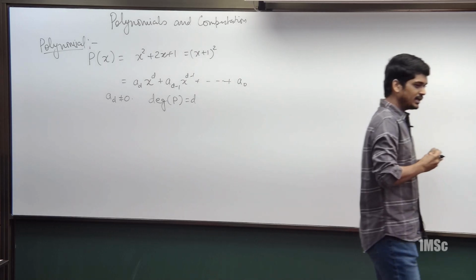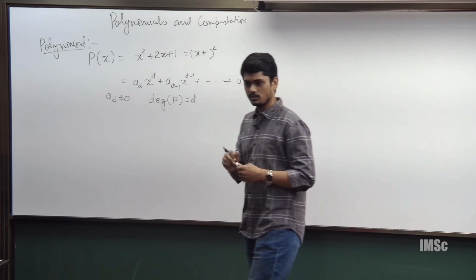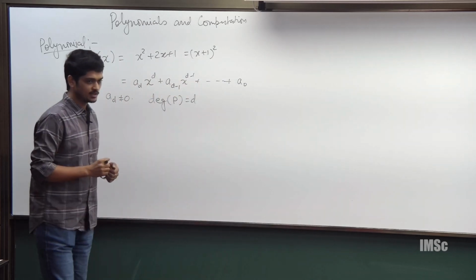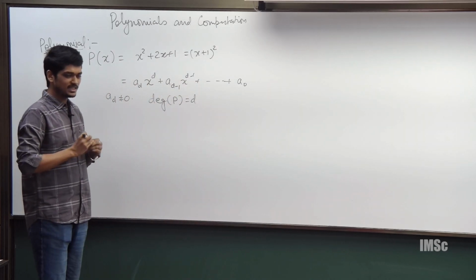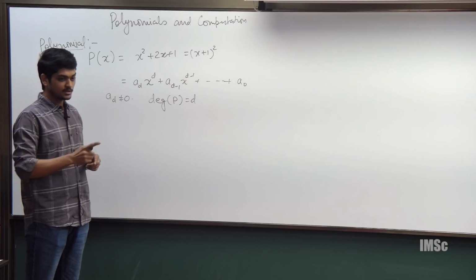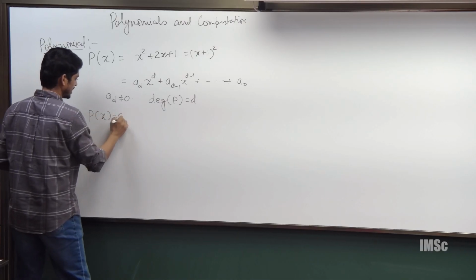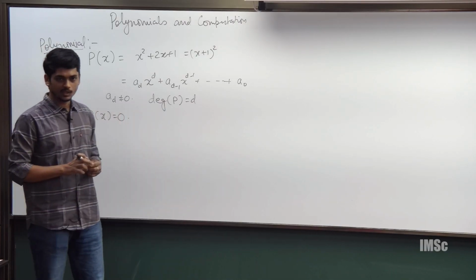Now some interesting fact that you know about the polynomial which has something to do with the degree. Does anybody know any such fact which has something to do with degree? Number of solutions. Exactly. So let's say I want to ask how many points there are such that P(x) is 0. How many can there be?